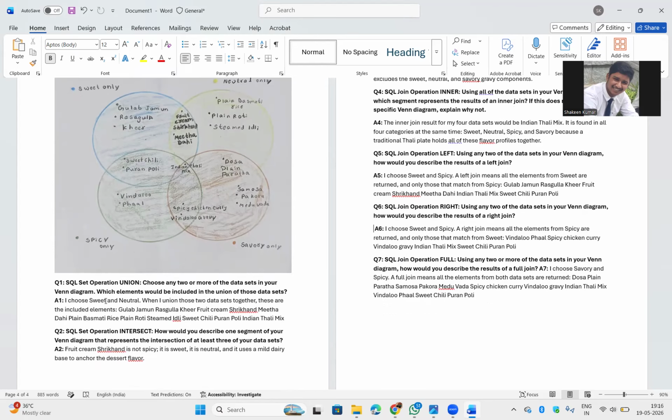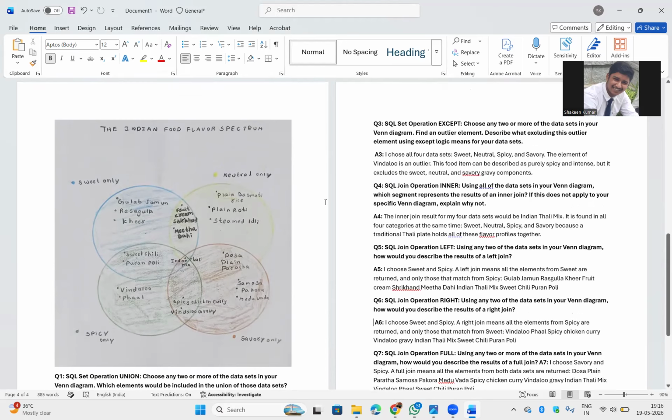For SQL operation insert, I have chosen fruit cream and shrikhand. It is not spicy, it is sweet, it is neutral, and it uses a mild dairy base to anchor the dessert flavor. For the third question, set operation except, I have chosen all four data sets: sweet, neutral, spicy, and savory. The element Vindaloo is an outlier.